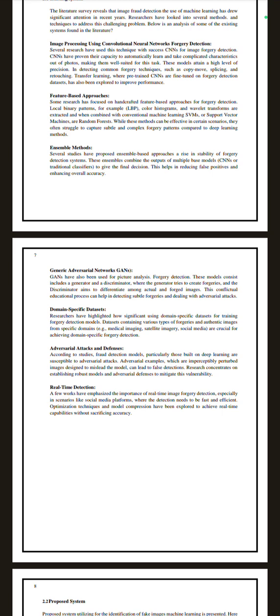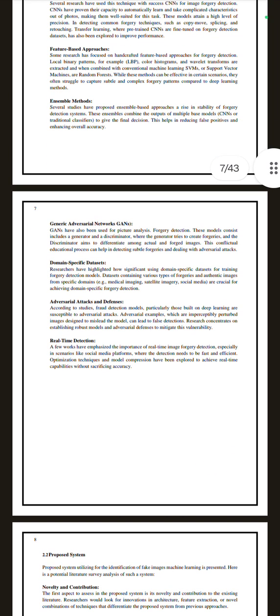Generative adversarial networks, GANs, have also been used for image forgery detection. These models include a generator and a discriminator, where the generator tries to create forgeries and the discriminator aims to differentiate between actual and forged images. This adversarial training process can help in detecting subtle forgeries and dealing with adversarial attacks.